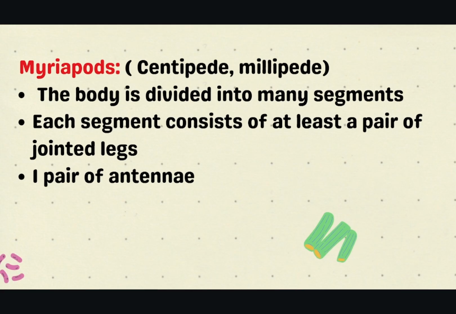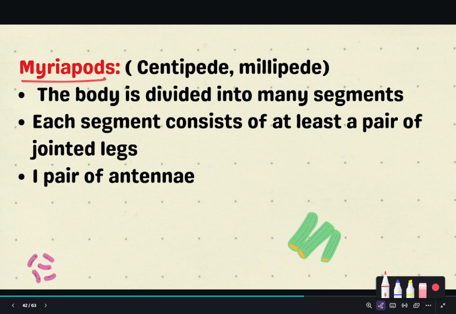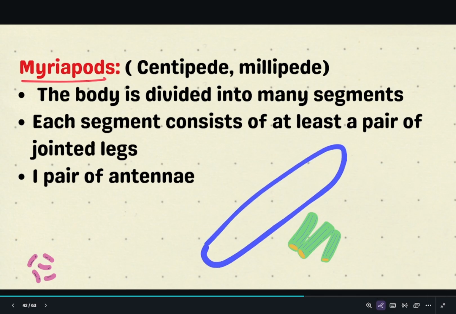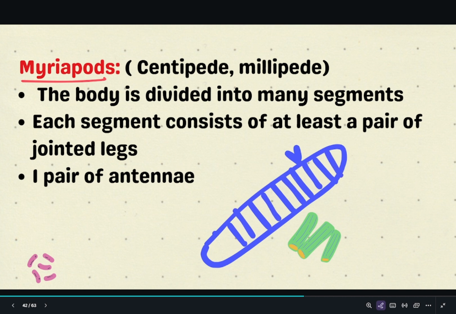The first one that we're going to go over are the myriapods. Now, what are myriapods? I'm going to actually draw something. So, myriapods is basically like, again, it doesn't have a backbone, so that's why they're invertebrates. They have the jointed legs, and their body's actually divided into so many segments, almost 100, and that's the reason why we have centipede and we have millipede. These are the examples of myriapods.